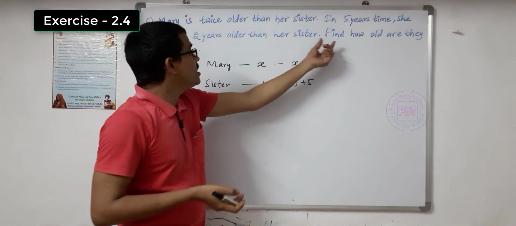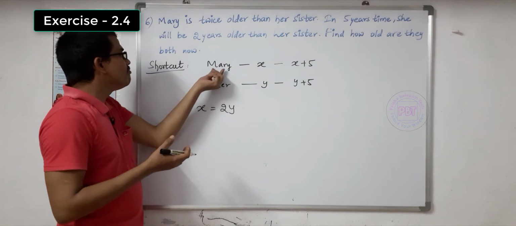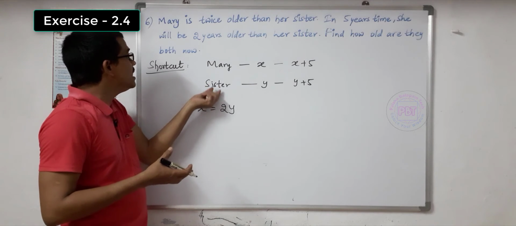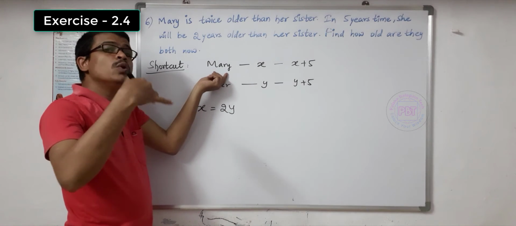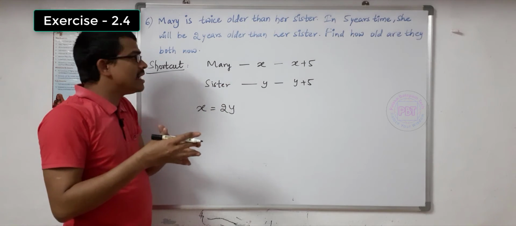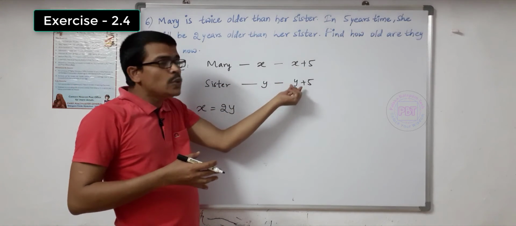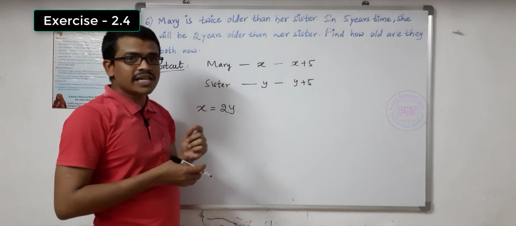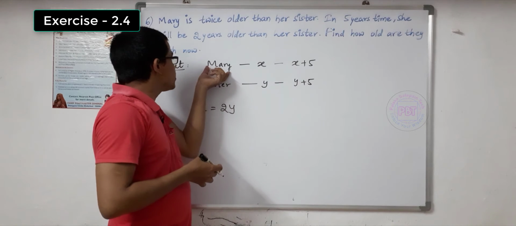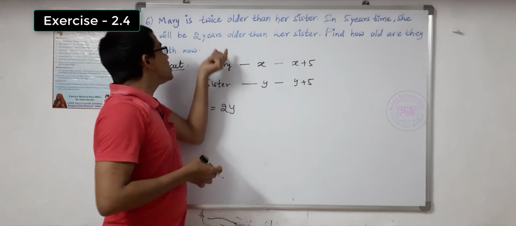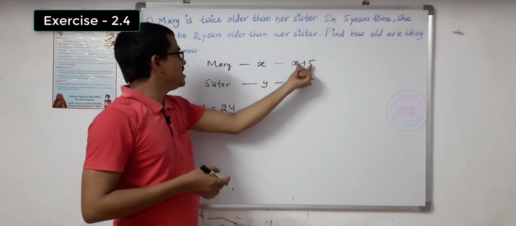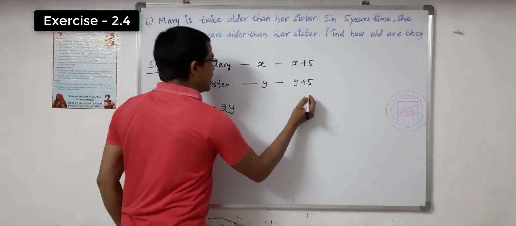So in this question, he is comparing the ages of Mary and her sister. He is saying that Mary is 2 years elder than her sister. It is nothing but the difference between the two ages is 2 years, isn't it? So the difference between the ages of Mary and her sister is given as 2 years, that is what I am taking.